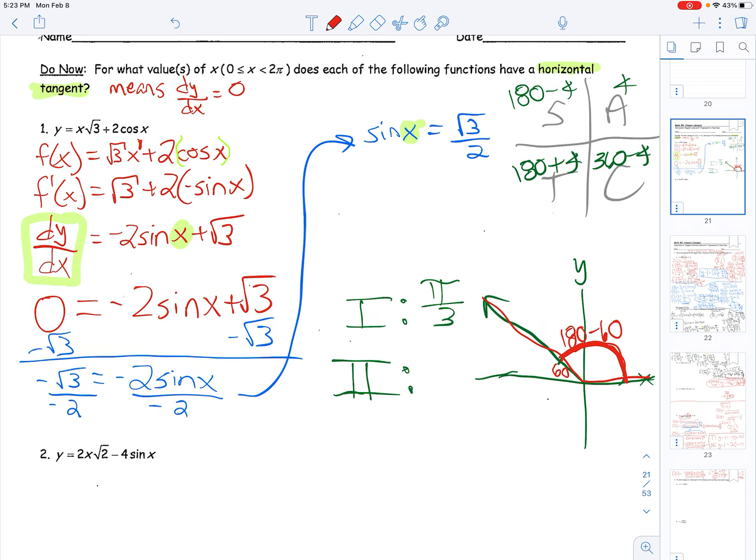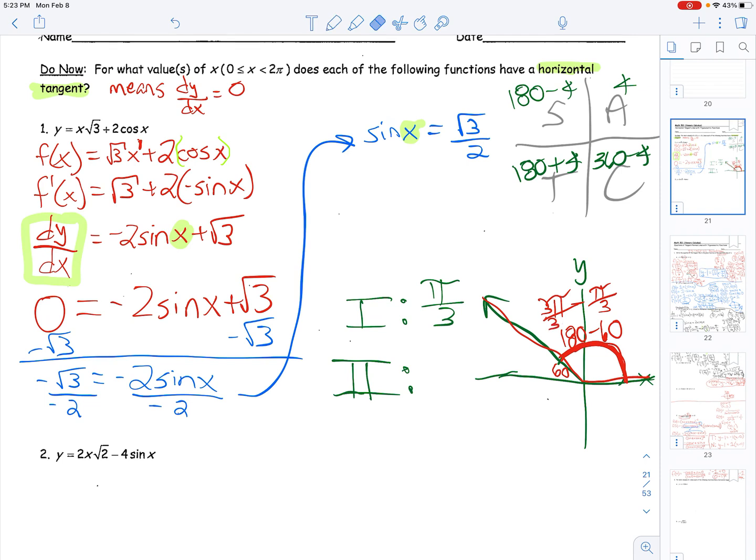Now, what are you doing to get the measure of this angle here? You would do 180 minus 60. All right, you've got a linear pair there. But remember, we're in radians. 180 degrees is pi radians. 60 degrees is pi over 3 radians. So we need to do pi minus pi over 3.